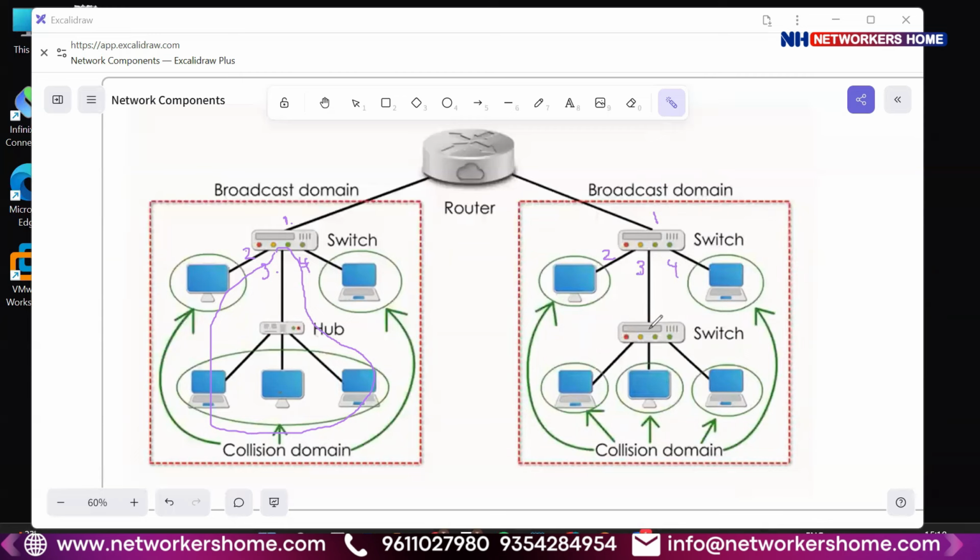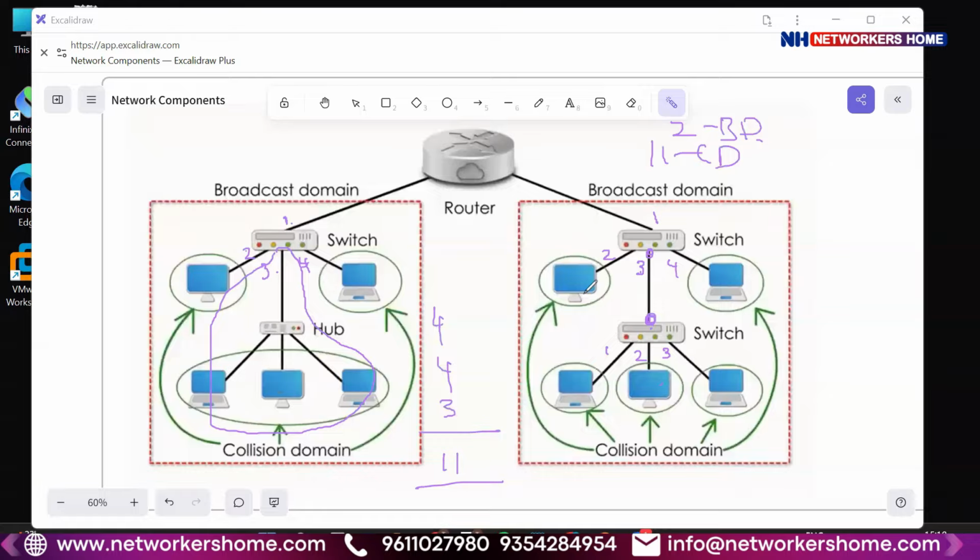But this 3 is connected with a switch. Switches are again per port, so here I will again add 1, 2, 3. Switch to switch will be taken as 1 collision domain, between switch and switch. This 3 is common for this also. So here I have 4, here I have 4, and here I have 3. So the answer is 11: 11 collision domains and 2 broadcast domains.